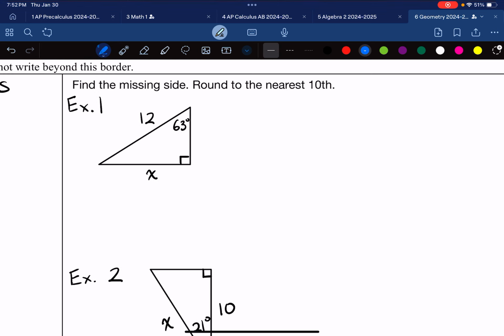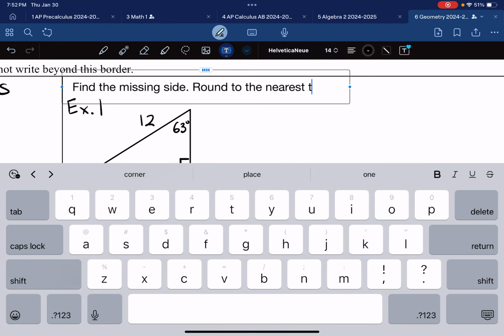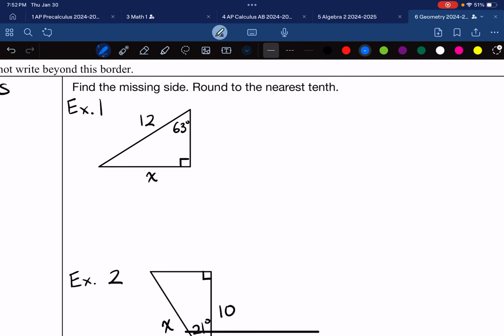Let's see number 1. Find the missing side length, and we're going to round to the nearest tenth. I don't know why I spelled tenth that way. It's a little bit annoying. I want to fix that here. T-E-N-T-H. There we go. Much better. That means 1 decimal place. If you didn't know this, tenth is the same thing as 1 decimal place.